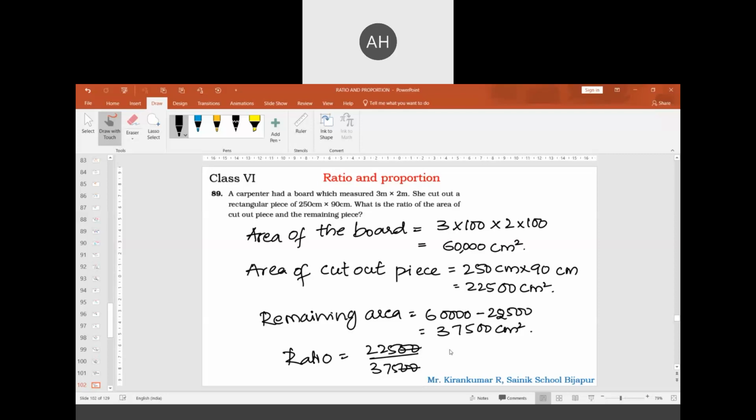Sir, it will be cancelled by 25. 75, we can simplify it directly. 9 is to 75, sir. You simplify and then you get 3 is to 5. Yes, sir.